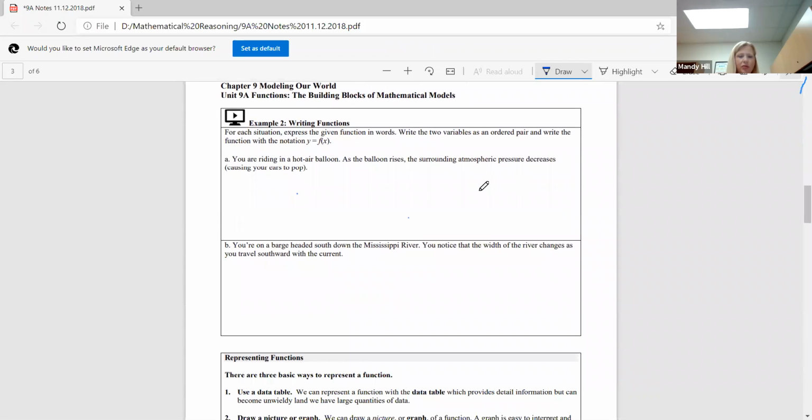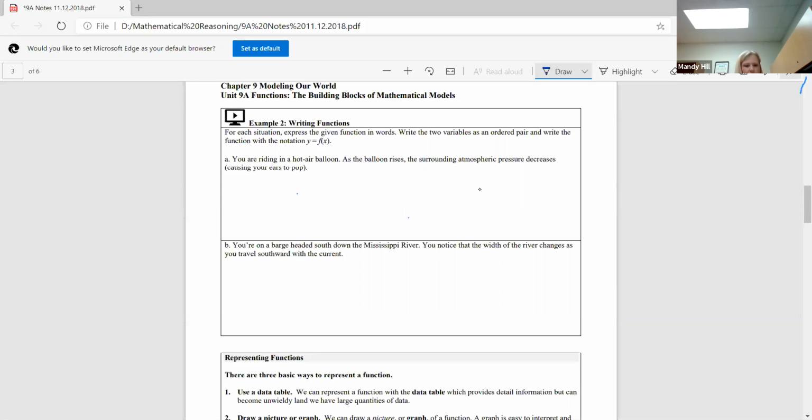Okay. So example 2, for each situation, express the given function in words, write the two variables as an ordered pair, and write the function with the notation y equals f of x. So our first example says, you are riding in a hot air balloon. As the balloon rises, the surrounding atmospheric pressure decreases, causing your ears to pop.